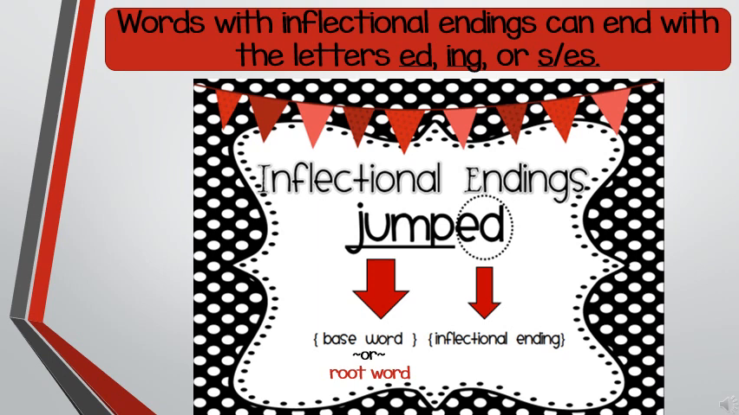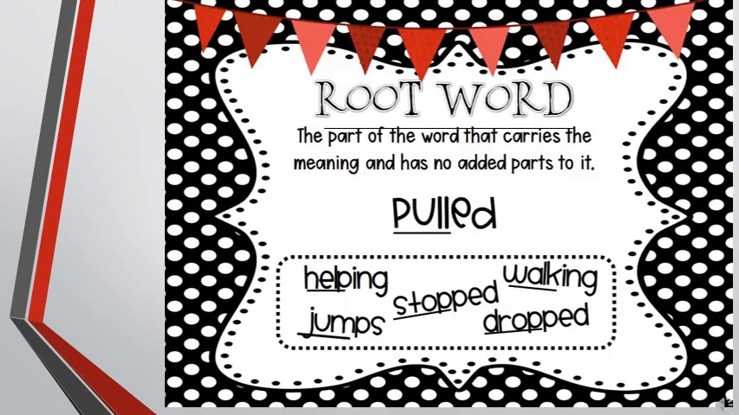And if you look at this example, there's the word jumped. The part that is underlined is called the base word or the root word, and the ed is the inflectional ending. So that root word is the part of the word that carries the meaning and has no added parts to it. So if you look at the word pulled, the root word of pulled is pull.